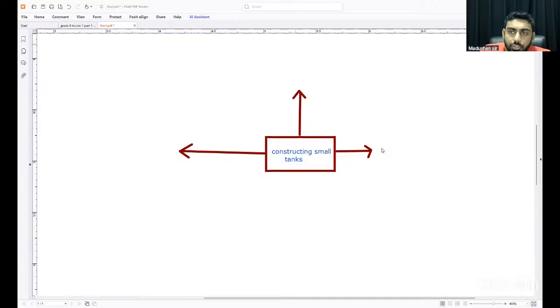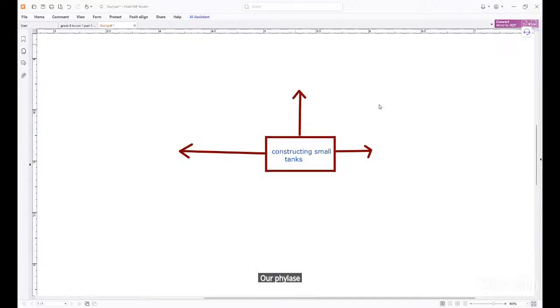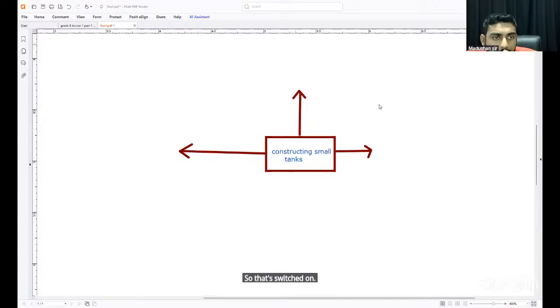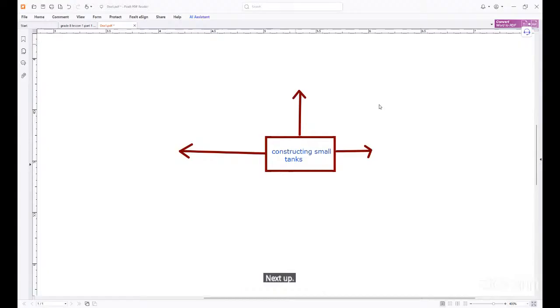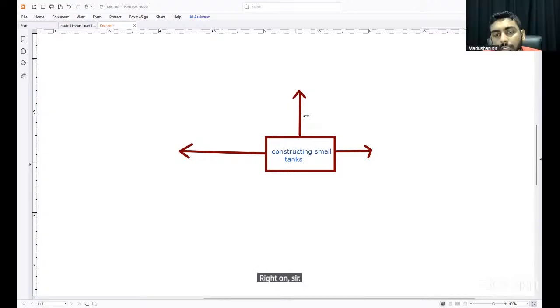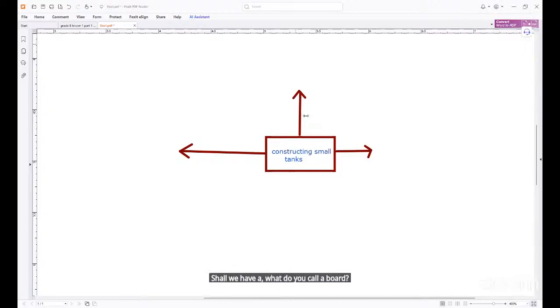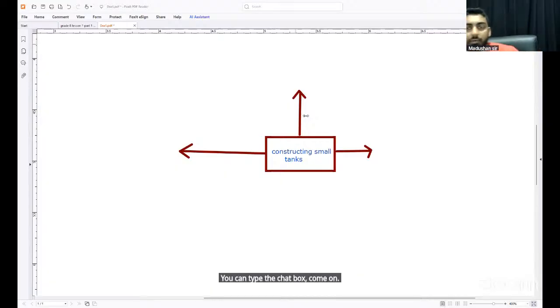Rafaela says dry zone. How about others? Wet zone. Dry zone. Sir, shall we have a vote? You can type in the chat box. Come on. Let's have a vote.